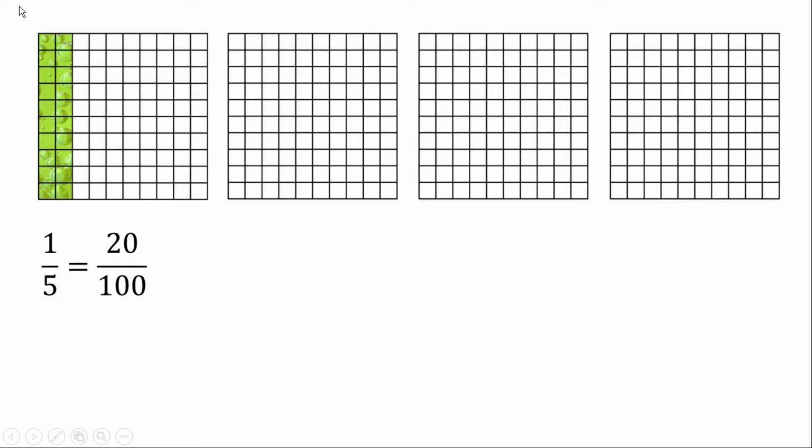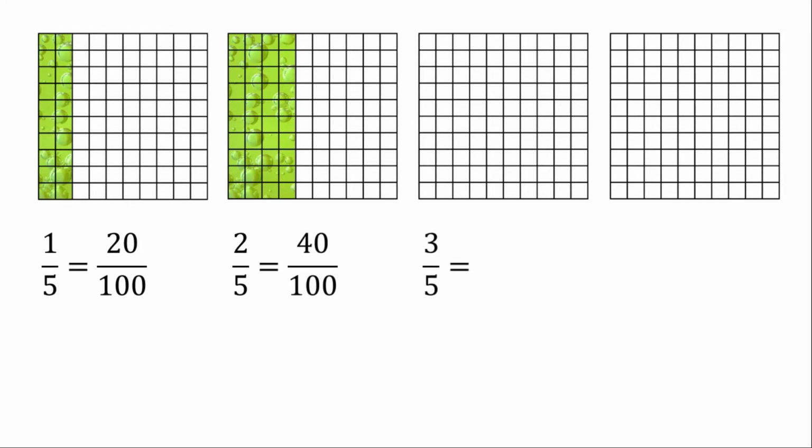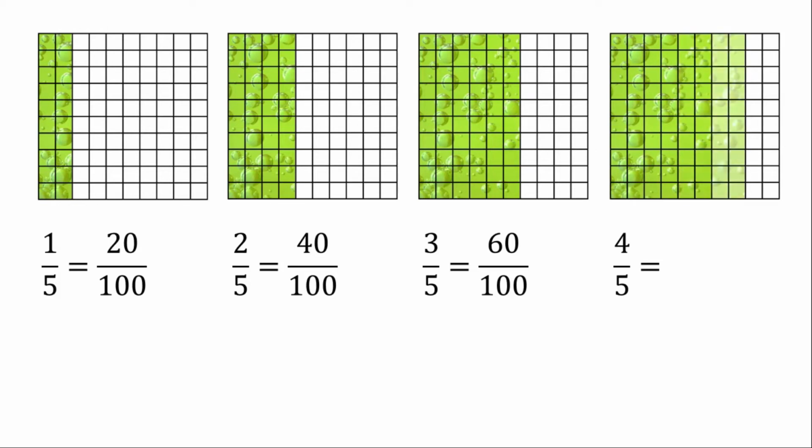If one of these pieces is 20, how much would 2 of them be worth? We just have to count by 20s. So 2/5 would be 20, 40, 40 hundredths. 3/5 would be 20, 40, 60, 60 hundredths. And then how much would 4/5 be? 20, 40, 60, 80 hundredths. So as you can see, you just need to skip count by the numerator.